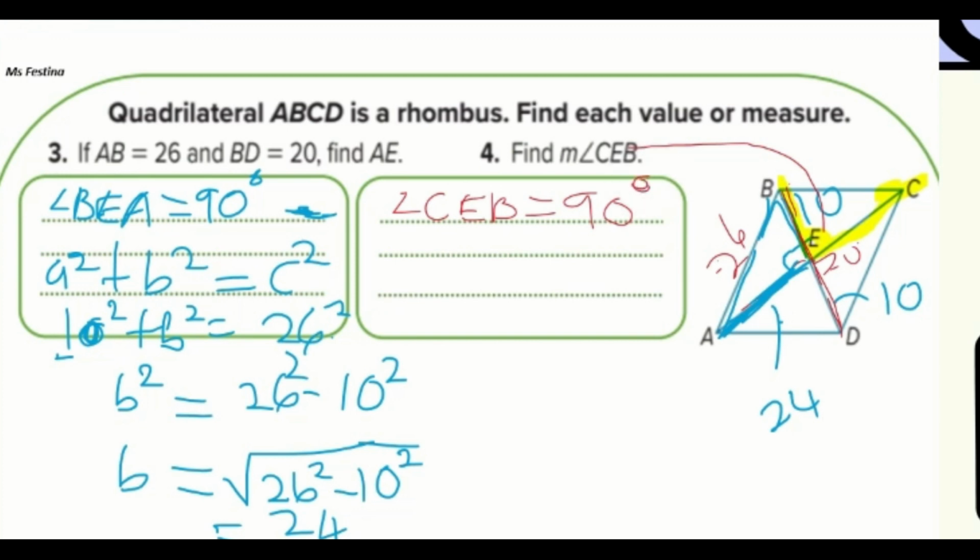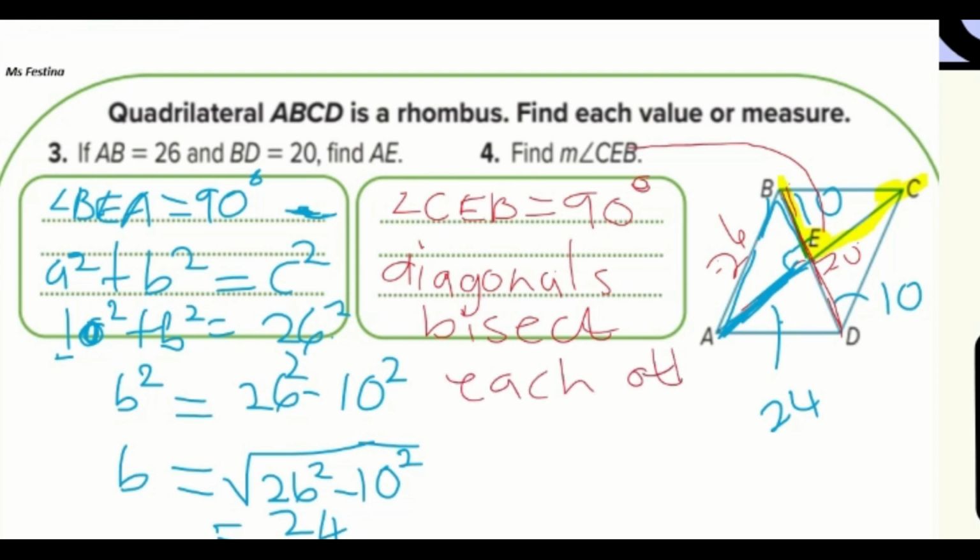So 90 degrees, and your reason will be that diagonals bisect each other perpendicularly. I hope I can write with this pen, but it doesn't allow me to write well, so I'm going to say the words and you write them in your book. So diagonals bisect each other perpendicularly. You can write the full word or you can just show it like this, to say perpendicular.